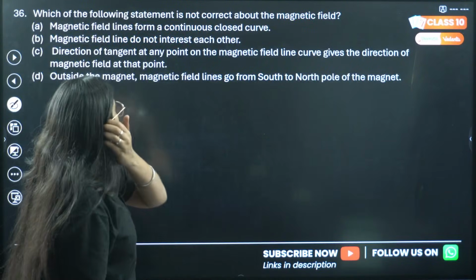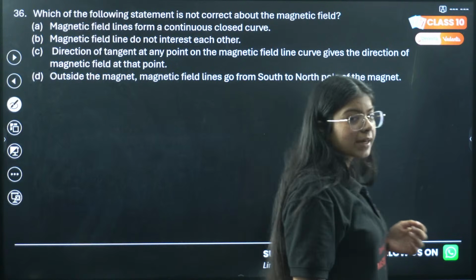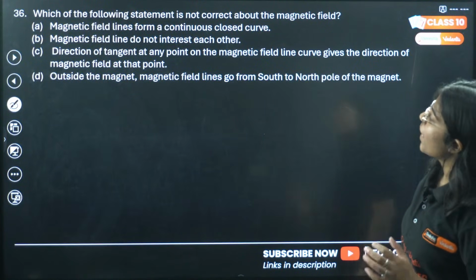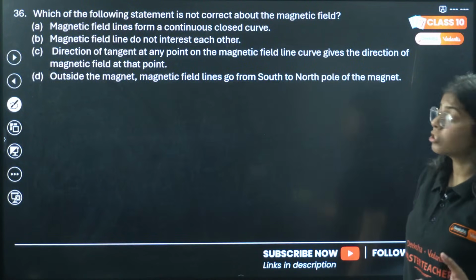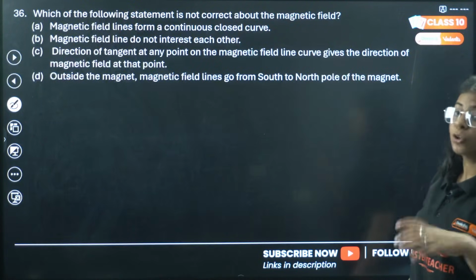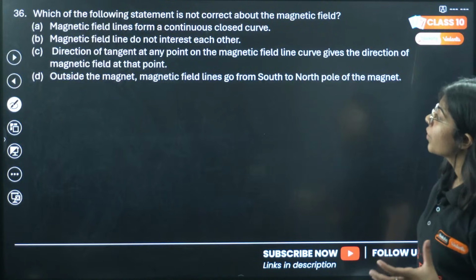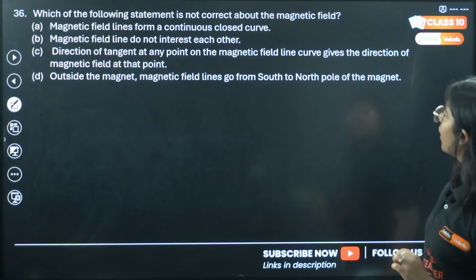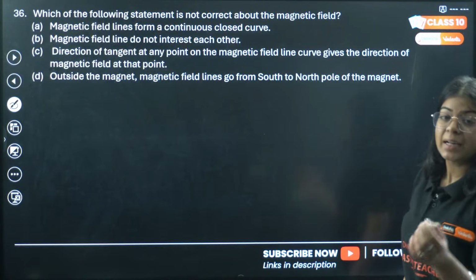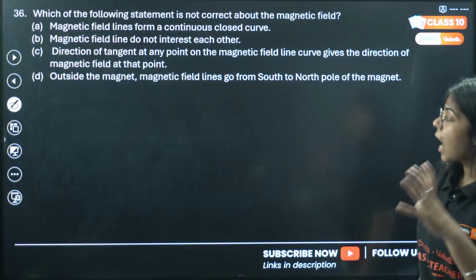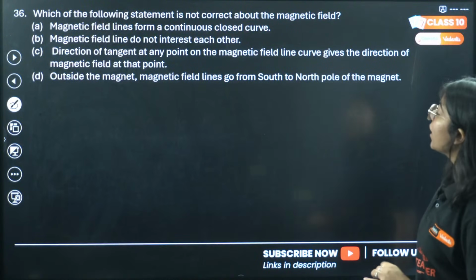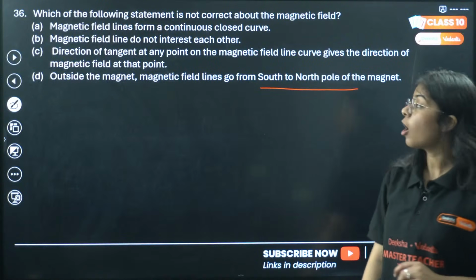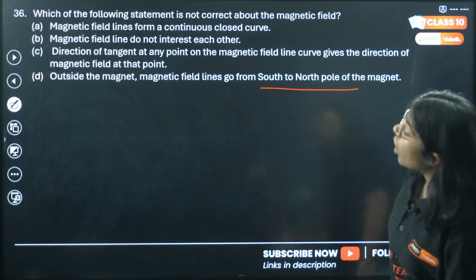36th question. Which of the following statements is not correct about the magnetic field? First, magnetic field lines form a continuous closed curve. Magnetic field lines do not intersect each other. Direction of tangent at any point on the magnetic field line curve gives the direction of magnetic field at that point. Outside the magnet, magnetic field goes from south to north pole of the magnet. Which one of them is not correct?